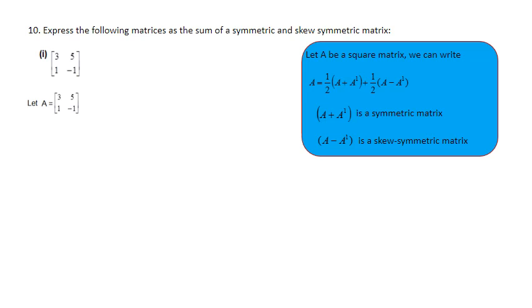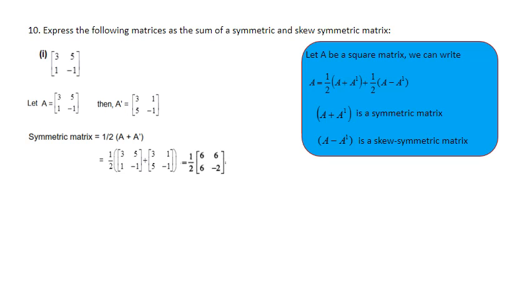So we will take the given matrix as A and we will go for A transpose. Then first we have to go for the symmetric matrix, that is A plus A transpose. So 1 by 2 into A plus A transpose we have to write for balancing this equation. So 1 by 2 into A plus A transpose, A is substituted, A transpose is substituted, then 1 by 2 into, when you add 3 plus 3 it becomes 6, 5 plus 1 that is 6, 1 plus 5 that is equal to 6, minus 1 plus minus 1 that is equal to minus 2.